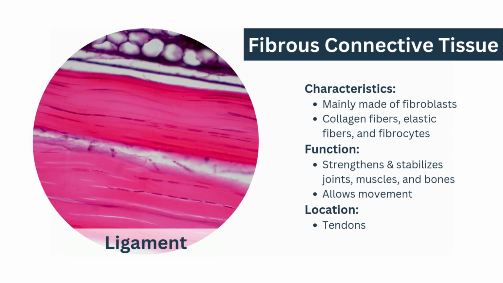Ligaments are fibrous connective tissues. They are largely composed of fibroblast cells. The composition includes collagen and elastic fibers, as well as fibrocytes. They function to strengthen and support joints, muscles, and bones. They are known as tendons. There are over 900 ligaments in the body. Most ligaments are located where most joints are present in the arms and legs.